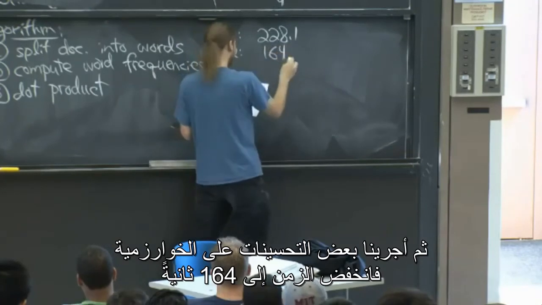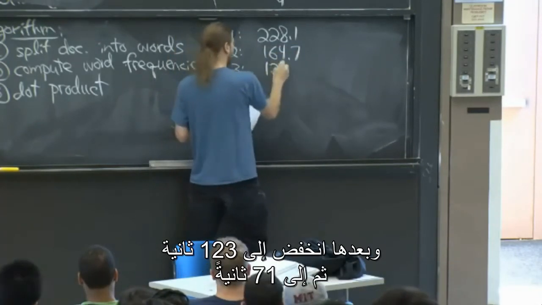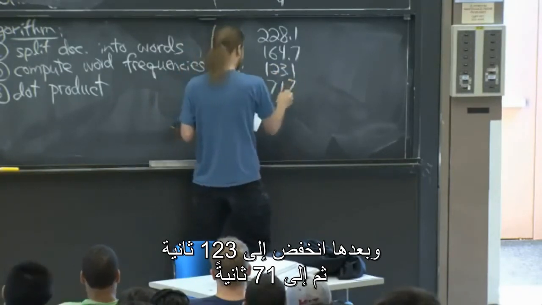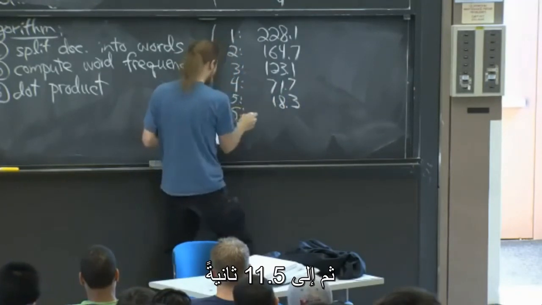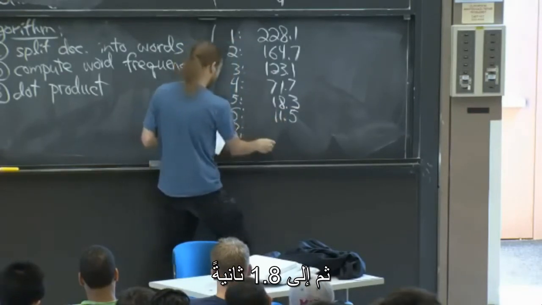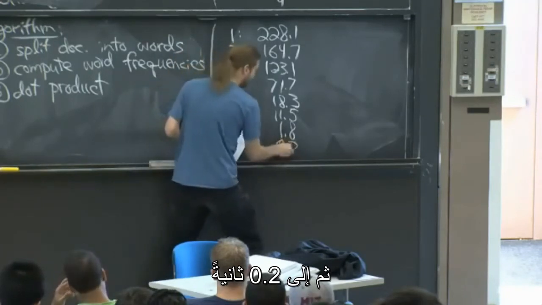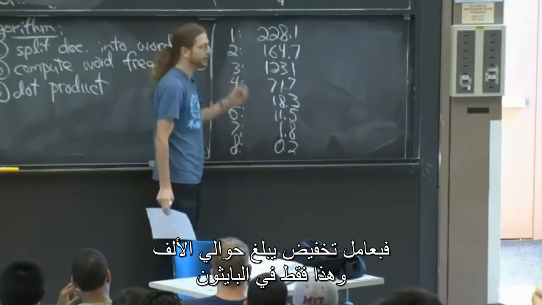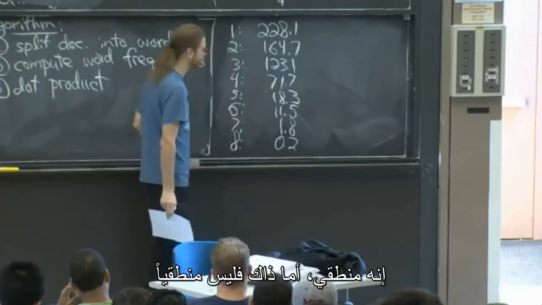Then we do a little bit of algorithmic tweaking. We get down to 164 seconds. Then we get to 123 seconds. Then we get down to 71 seconds. Then we get down to 18.3 seconds. Then we get to 11.5 seconds. Then we get to 1.8 seconds. Then we get to 0.2 seconds. So factor of 1,000. This is just in Python. 0.2 of a second to process a megabyte. It's all right. It's getting reasonable.